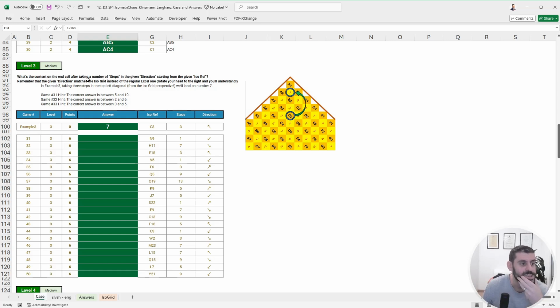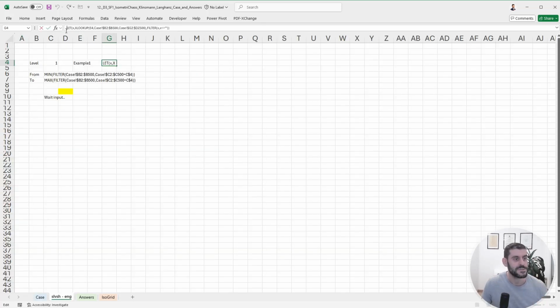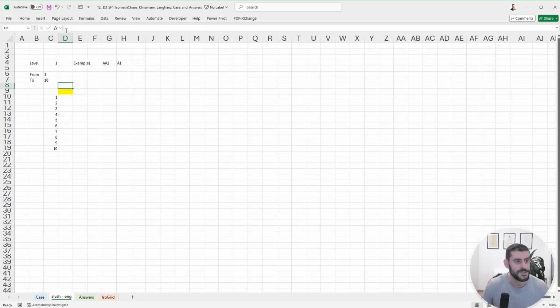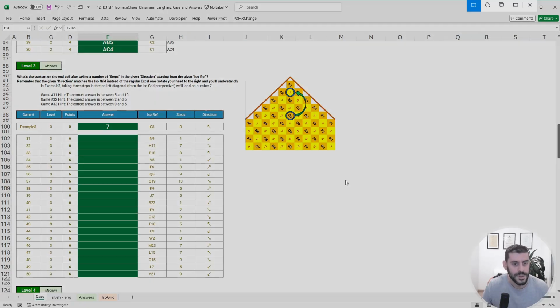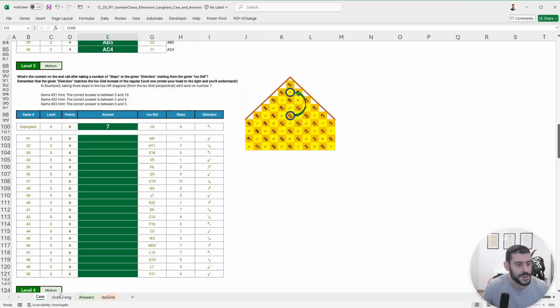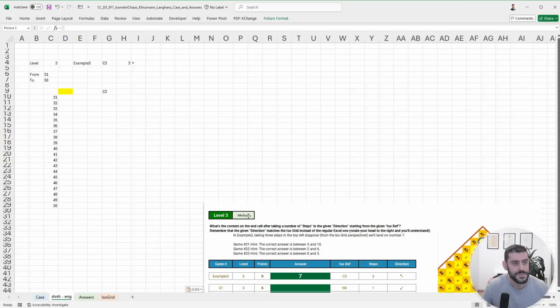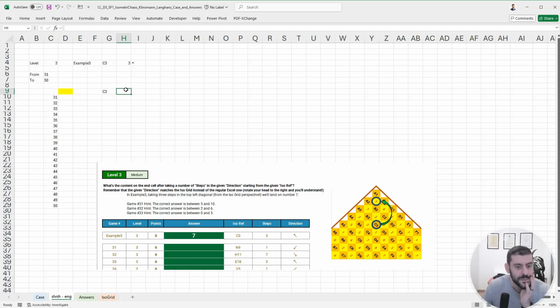What's the content of the end cell after taking a number of steps in the given direction, starting from the given isorefs? So this basically asks you to apply the basics of the movement with this iso grid. So this was example 3. You're given this kind of information. Okay, so C3 is actually the isoref to start with.